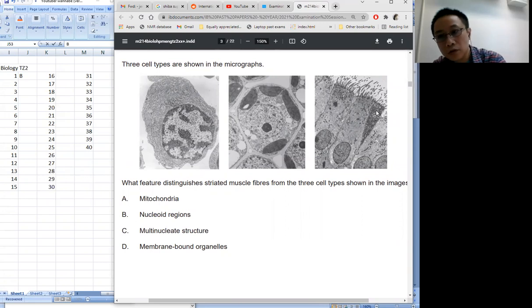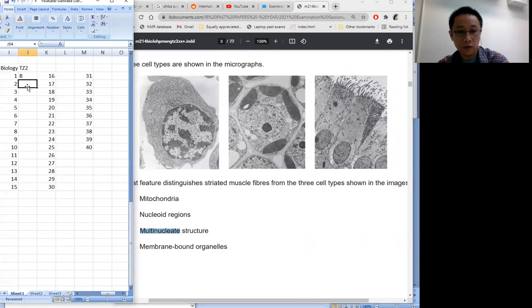The structure on the outside looks... I think actually I feel that it's more like a ciliated cell, because the villi brush border does not look like this. Most likely you don't need to worry about that particular detail for now. Which feature distinguishes the striated muscle fibers from the 3 cell types shown above? Well, striated muscle fibers would represent an exception to the cell theory with multiple nuclei. So you just need to recognize the correct answer.